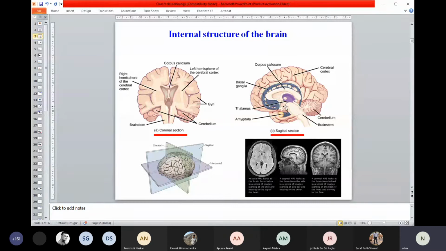So if you cut the sagittal way, you can look at the different internal parts of the brain. And similarly, you can cut your brain from top to bottom or bottom to top, and that kind of sectioning is called horizontal or axial sectioning. So three different ways you can cut your brain and look at various internal parts of your brain.